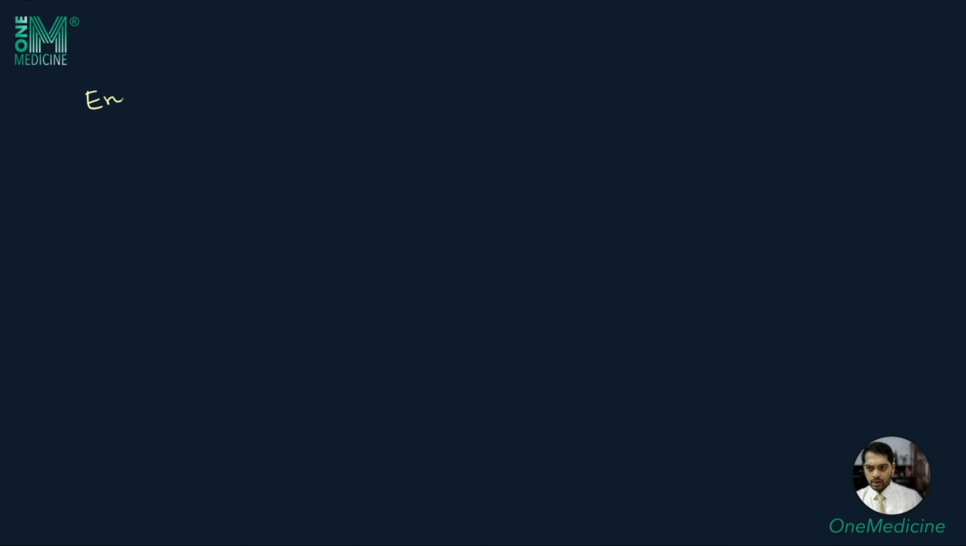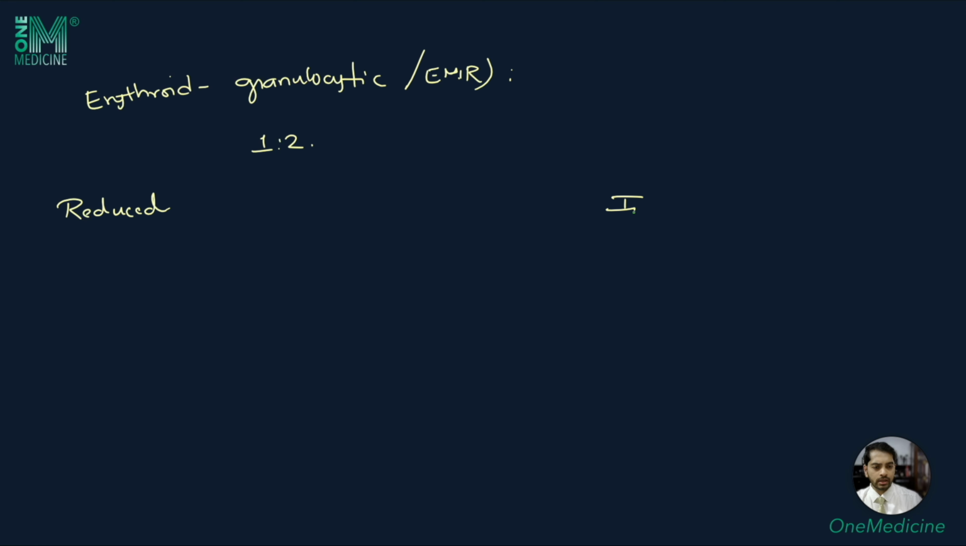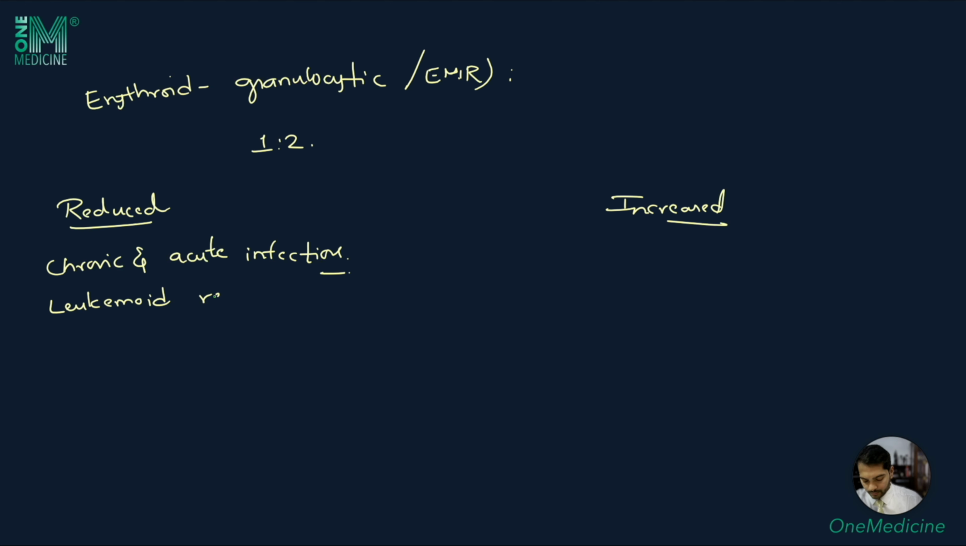Next we have erythroid granulocytic ratio or erythroid myeloid ratio. The numbers are usually 1:2 and they are reduced in certain conditions and they are increased in certain conditions. So let's look at the conditions where erythroid myeloid ratio or erythroid granulocytic ratio are reduced, and these include chronic and acute infections, leukemoid reactions, leukemias, myelodysplastic syndrome, and pure red cell aplasia.